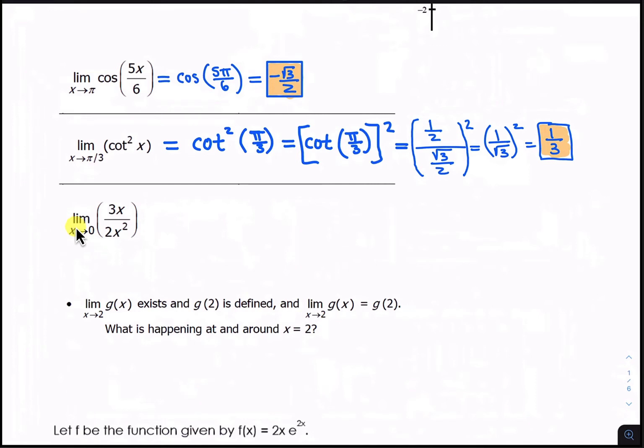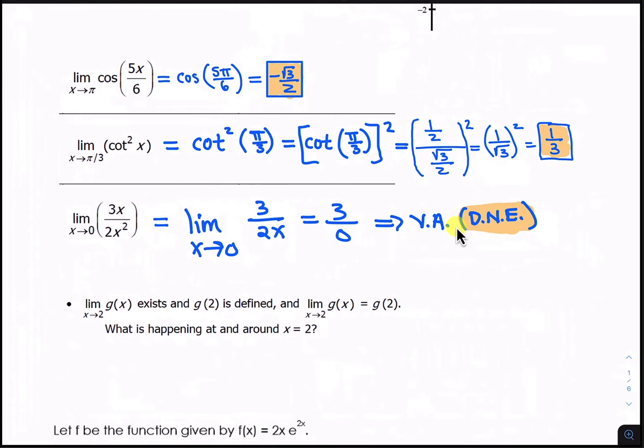Our next problem has the limit as x approaches 0 of 3x over 2x squared. The x on the top can cancel out with one of the x squareds, and so that would just be the limit as x approaches 0 of 3 over 2x. Now if we do direct substitution, replacing x with 0, we get 3 over 0. And we know that anytime you have 0 in the denominator, that means there's a vertical asymptote at that location. So there's a vertical asymptote at 0, which means the limit does not exist.